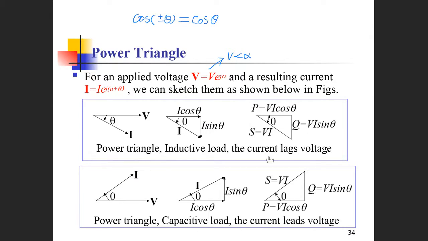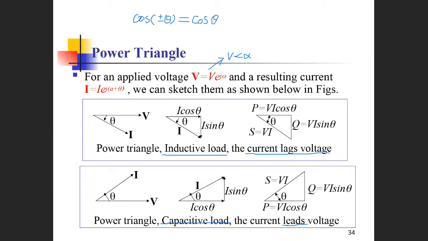This is the inductive load. Inductive load, so the current lags the voltage. Clockwise direction means lagging, means in the future, not late. That means the current is later than the voltage in terms of phase. Similarly, for the capacitive load, if we have capacitors, then the current leads the voltage. The current reaches the peak value before the voltage reaches the peak value. That's the meaning.